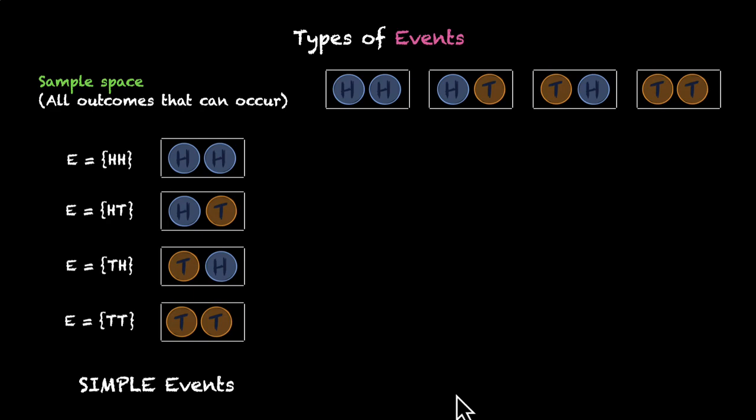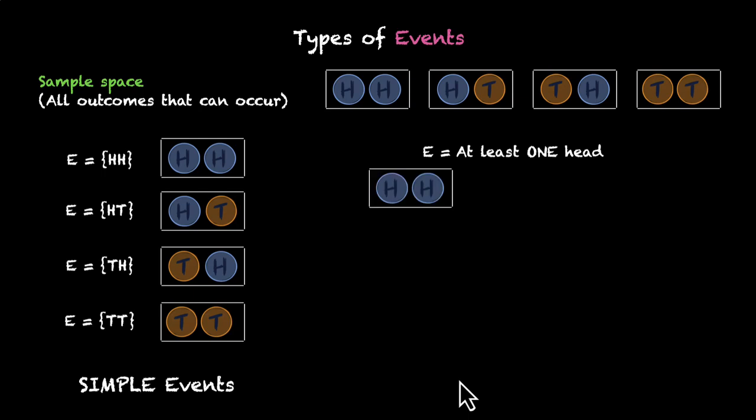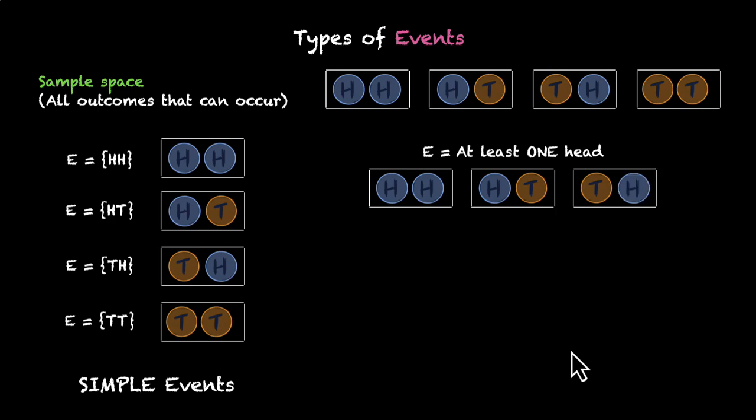What about these events? At least one head. How do you get at least one head? You can have both of them as heads. We're talking about at least one, but we can have two. Or you can have exactly one head, the first one or the second one. How many sample points do you see here? Well, let's count. 1, 2, and 3. You have 3 sample points. This is not a simple event.